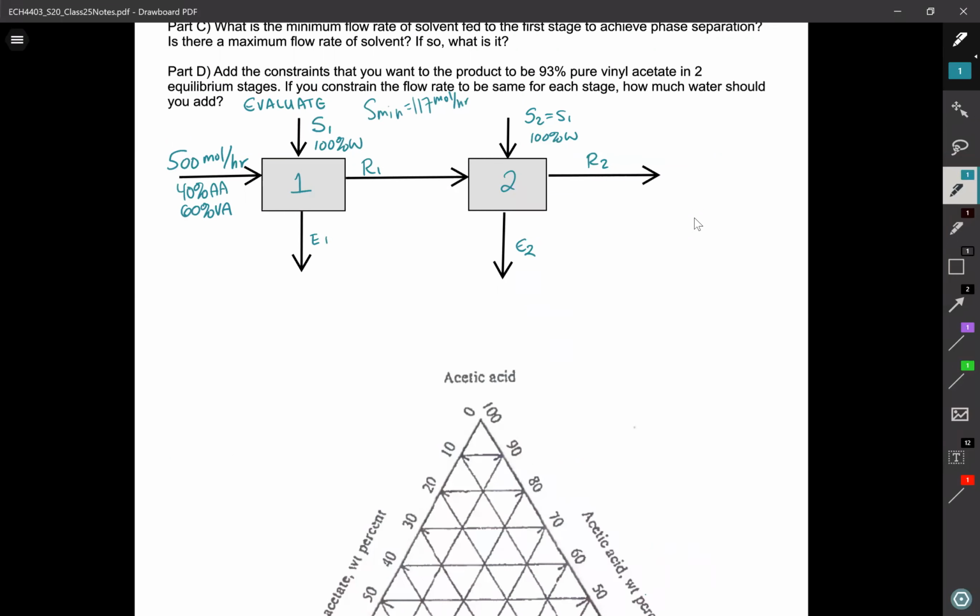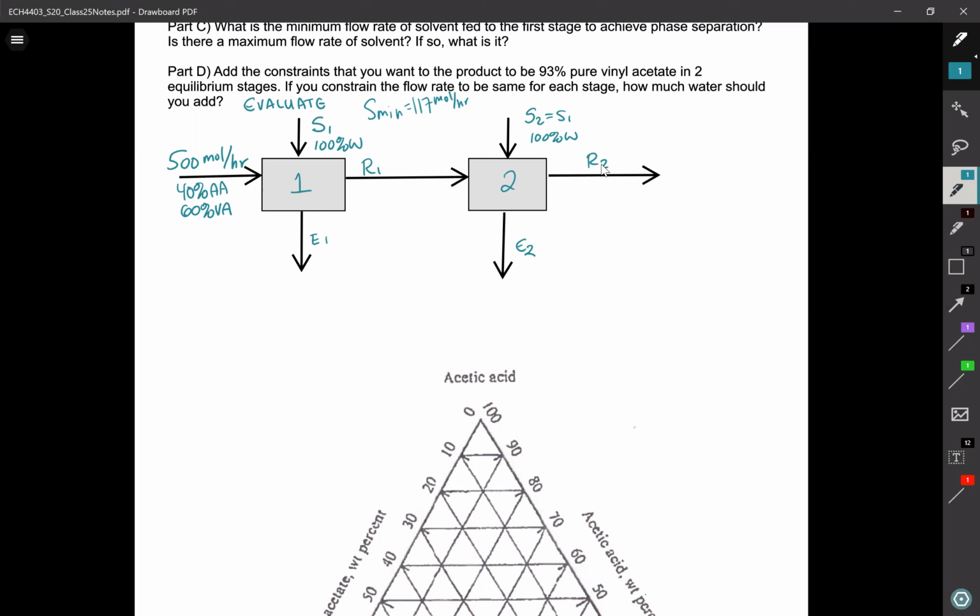So I might bump it up a little bit. But then also remember, last lecture in part B, I asked the question that if you fed 200 moles per hour to each stage, how many stages would you need? And the answer to that problem was 3 stages. So if I think about, well, if I fed 200 moles per hour to each stage and it took me 3 stages, and now I have 2 stages, would I have to feed more or less solvent to each stage? So go ahead and pause the video, think about that for a second.